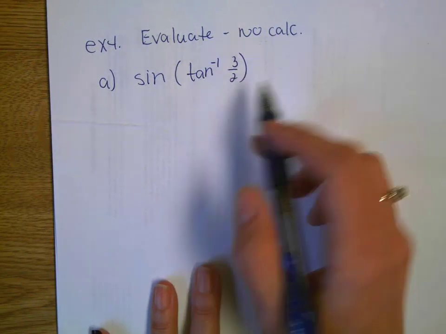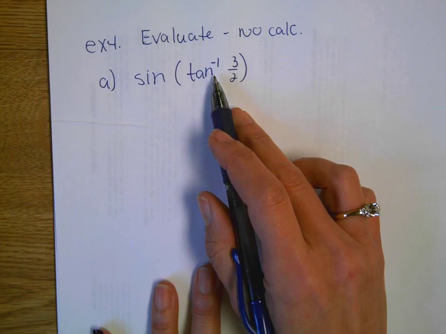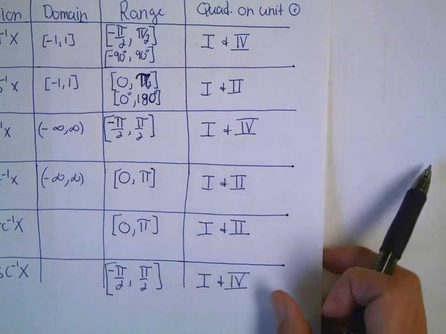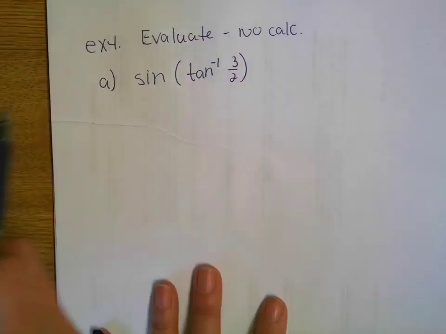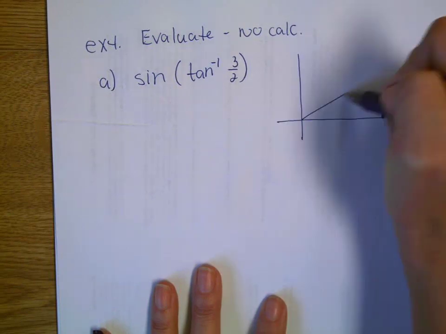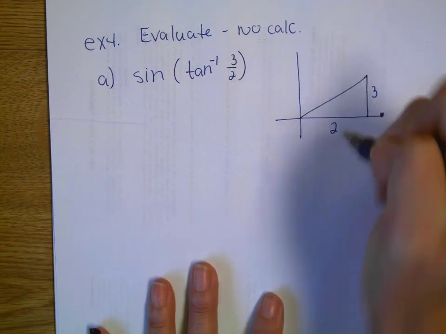Which quadrant would this positive 3/2 be in for tangent? Considering I can only use 1 and 4 for tangent, it's got to be in 1. So we will sketch a triangle in 1. Tangent is 3/2.